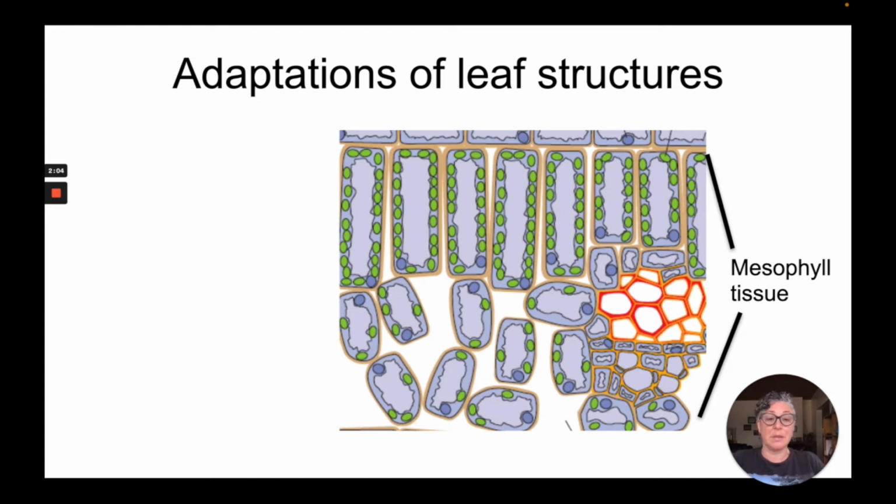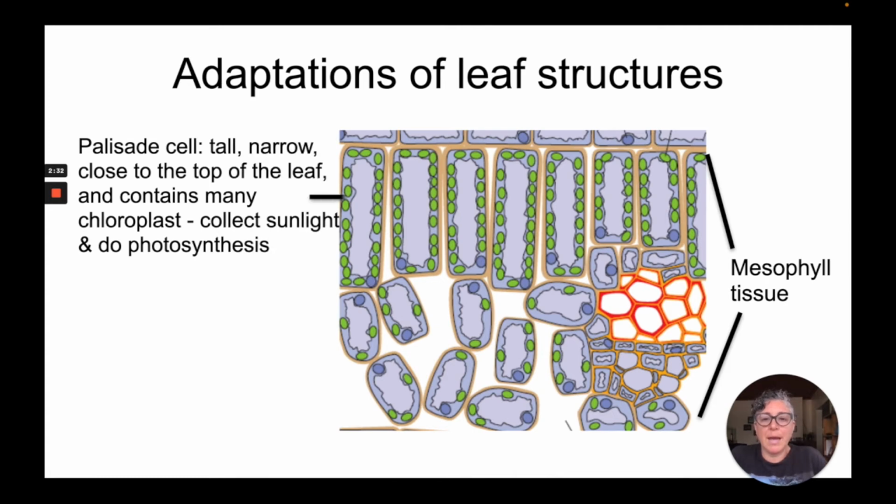The second section is the mesophyll tissue that we're going to take a look at. This is sort of the middle section of the leaf where photosynthesis actually happens. First of all, we have the palisade cells. The features of the palisade cells are that they are tall, narrow, and close to the top of the leaf, as well as having many chloroplasts. This is going to allow them to collect as much sunlight as possible and to do photosynthesis. These are the main photosynthetic cells of the leaf.